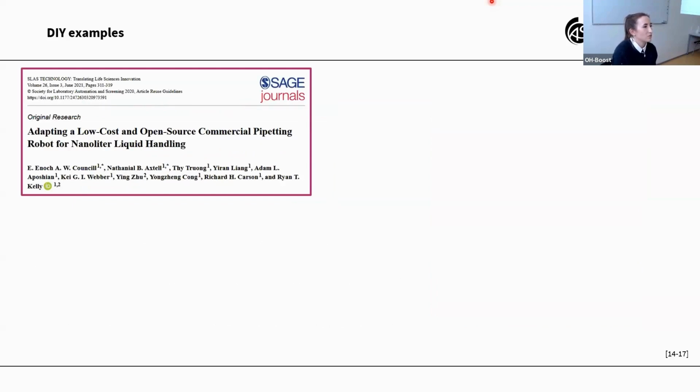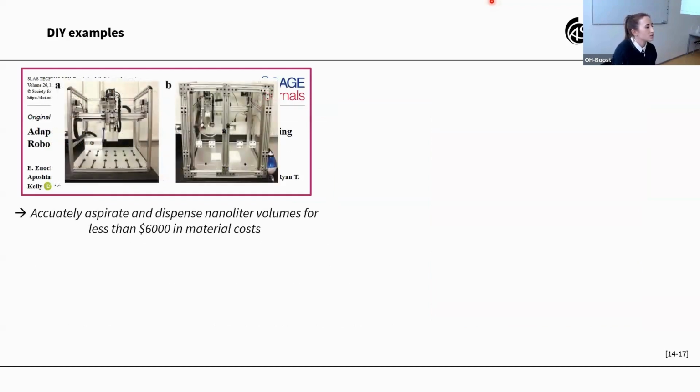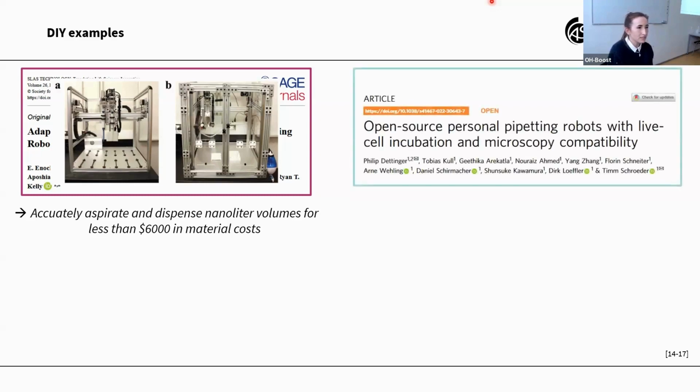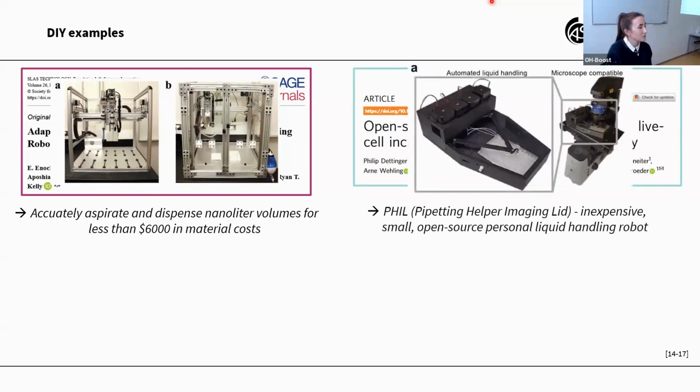Here is an example where the authors used the OT1, the first version of the OT2 robot I showed you two slides before, and they could realize accurately aspirating and dispensing nanoliter volumes for less than $6,000 in material costs. In this publication, the authors published their FIL. FIL is the pipetting helper imaging lid, an inexpensive, small, open source personal liquid handling robot that can also be used for microscopy, especially in cell biology.